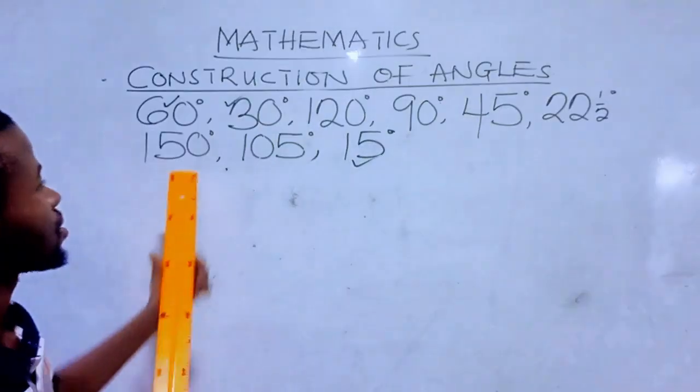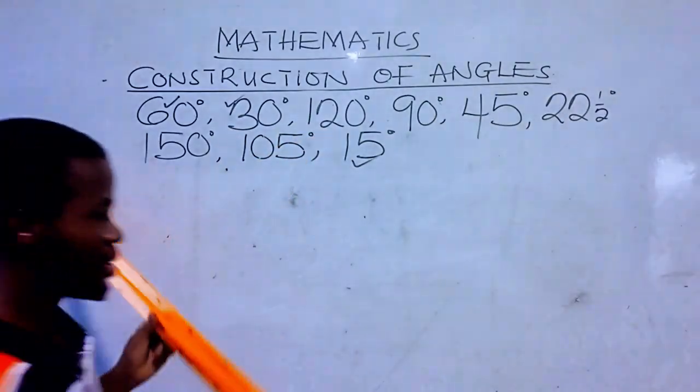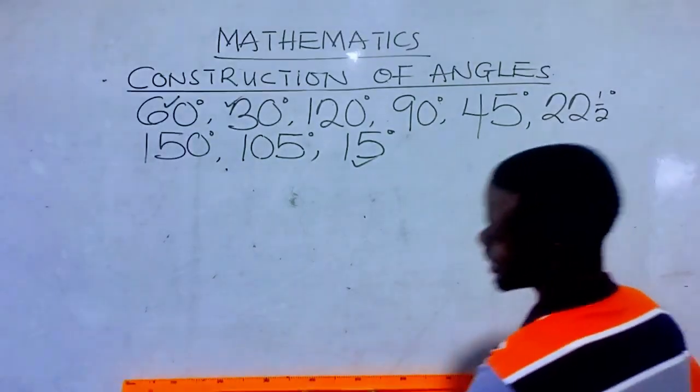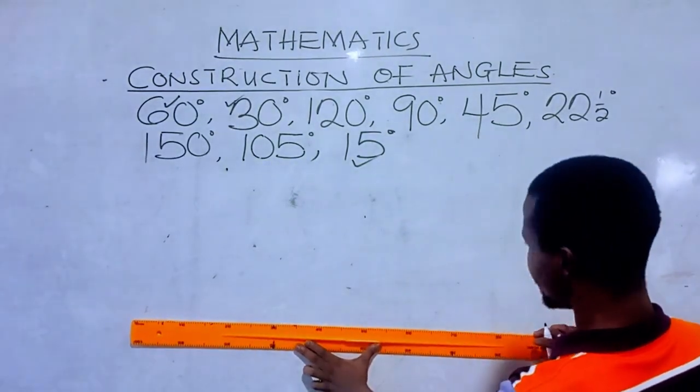Let's say you're asked to construct 120 degrees. You start with your line. So you draw your line like this.